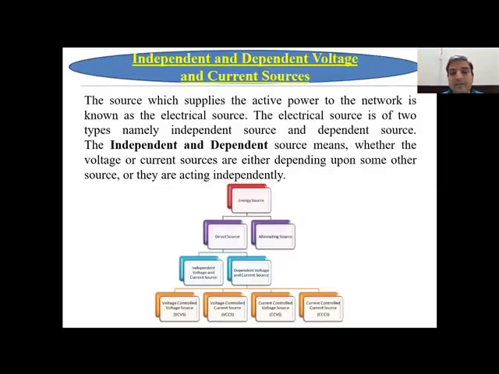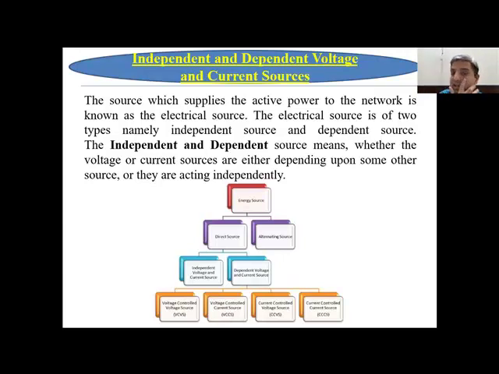So now coming to the independent and dependent voltage and current sources. As you can see in the chart shown in the slide, the energy source is divided into two types of sources. One is the direct source, the second is the alternating source. And in electrical engineering circuitry, we generally use direct sources. That's why further classification is given only for the direct source. So the direct source also has two types: independent voltage and current sources, and dependent current and voltage sources.